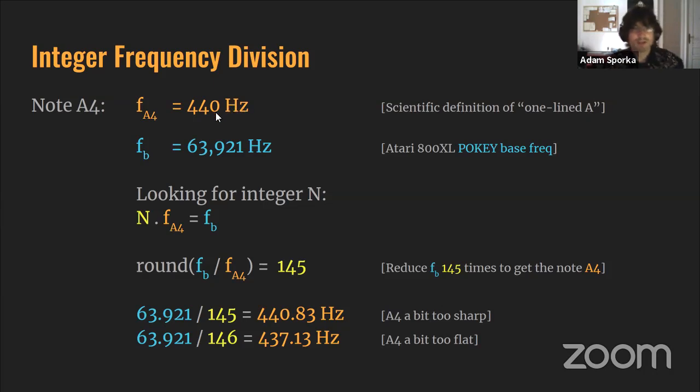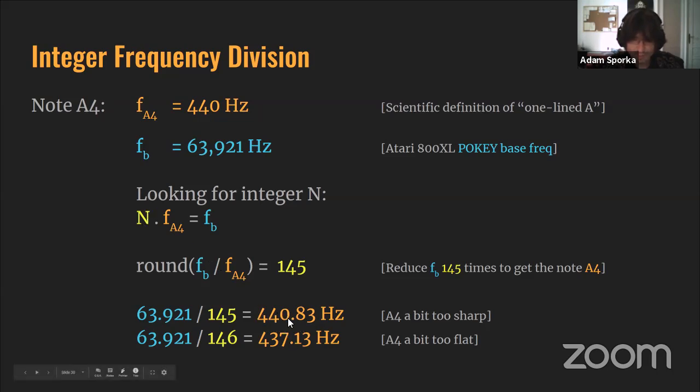Sometimes different languages call this note a different thing. Let's work with the 64 kilohertz base frequency of Atari 800 XL, and we're looking for an integer by which we need to divide this thing to get roughly this thing. This is an integer, and this is a constant. What we end up with is that, well, it's not going to be precise.